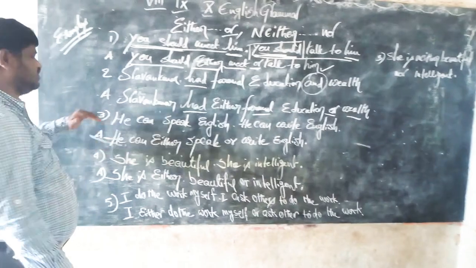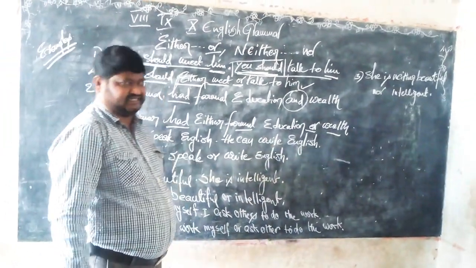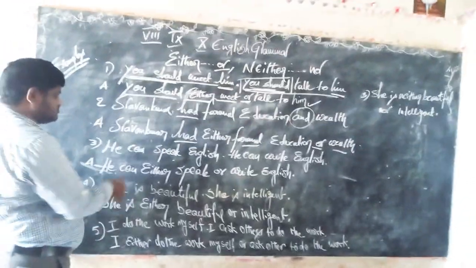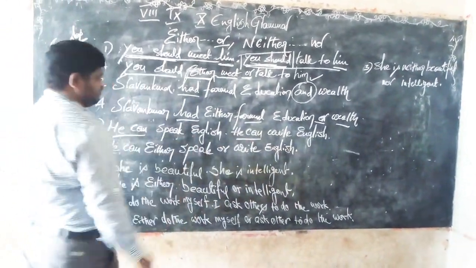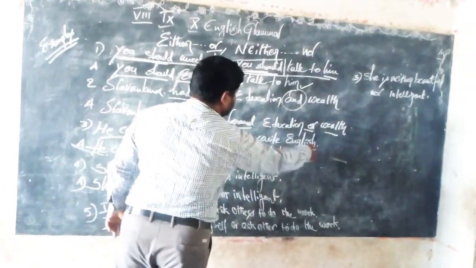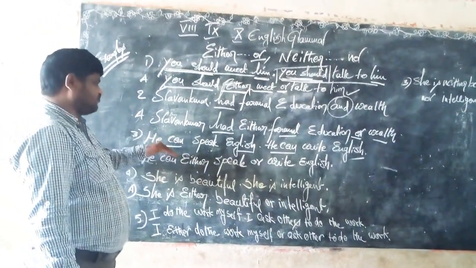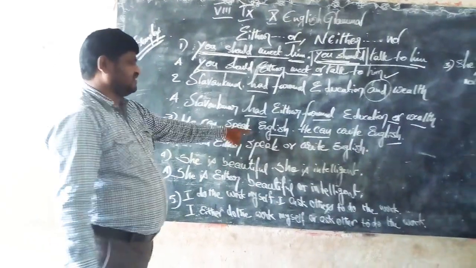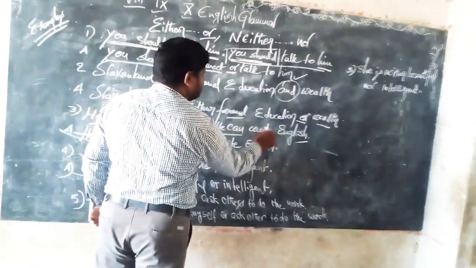The second one is: he can speak English, and he can write English. Here, friends, you can observe what the similar words or different words are. In the first sentence, he can. In the second sentence, he can. In the first sentence, English. In the second sentence, English. Here, we are identifying the similar words or the different words in the sentences. He can speak English is the first sentence, and the second sentence is he can write English.